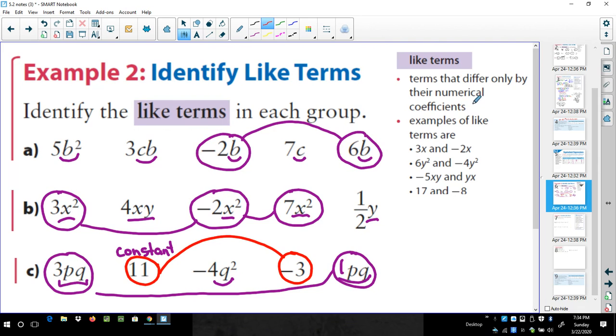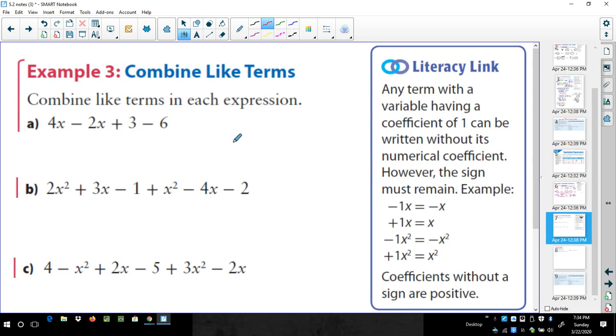So again, just make sure that you're looking at the variable, making sure that it's the same letter to the same exponent, and that tells you that they're like terms. We're not worried about the coefficient that's in front, we're just worried about the variable portion to identify. We need to know that because next we're going to look at combining like terms, putting together what goes together.